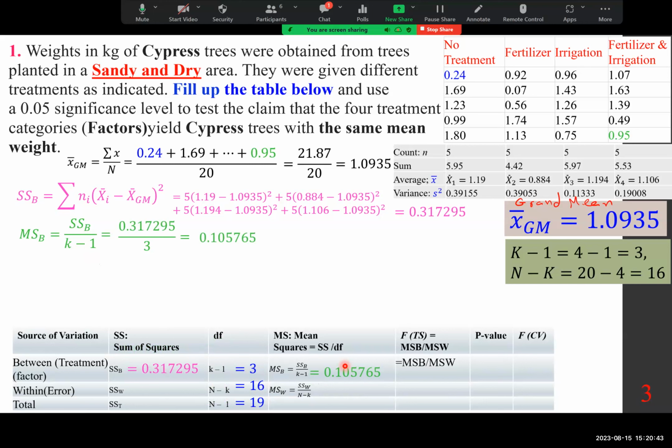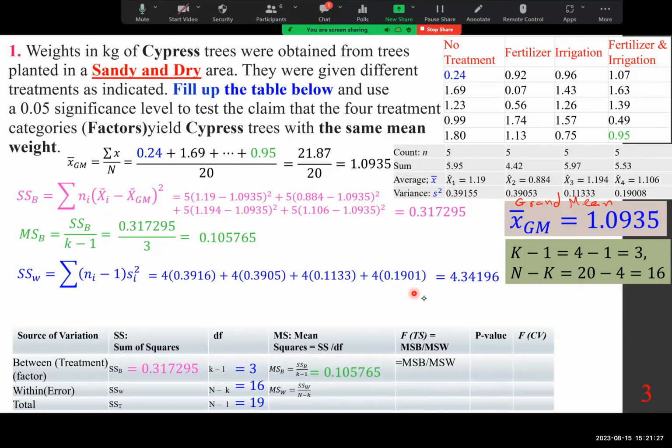The next one is to find the sum of squares within. The formula is the summation of n sub i minus 1 times s sub i squared. So n sub i minus 1. You go to this group, all of them, n sub i minus 1 is 5 minus 1 is 4. So for this one it is 4 times this number s squared. For this one it is 4 times this number. For this group it is 4 times this number. For this group it is 4 times this number. If n was different, whatever that number was, minus 1. And add them up. And this is the sum of squares within. So we put it there.